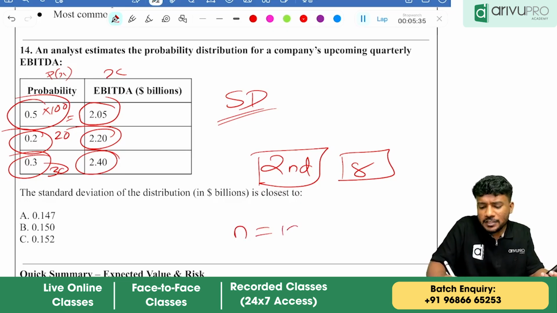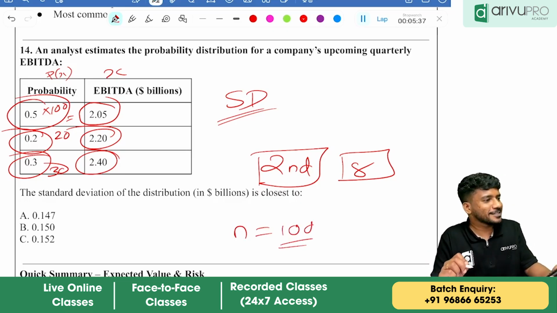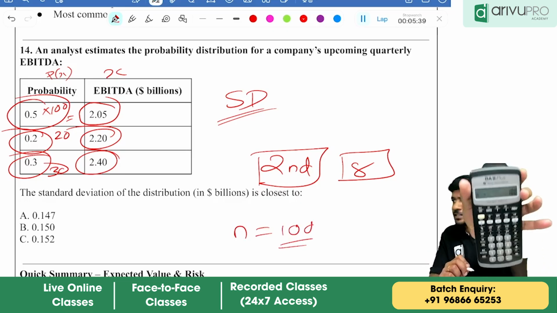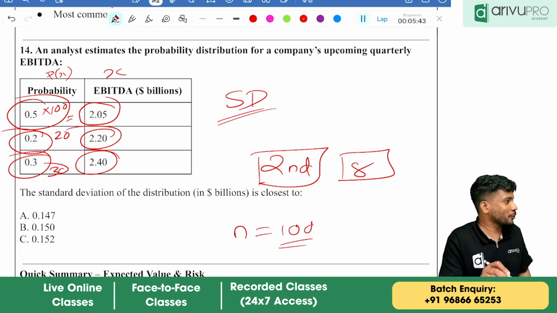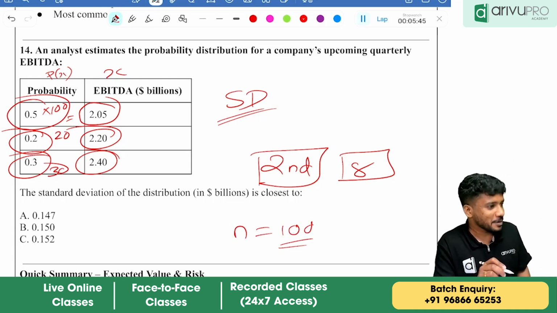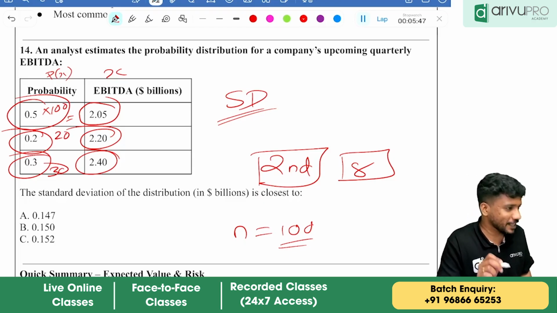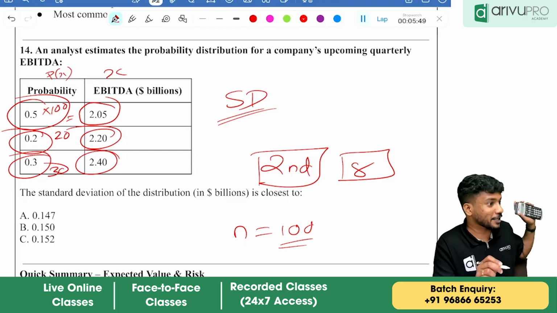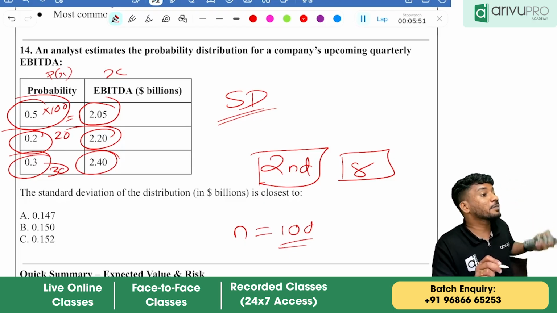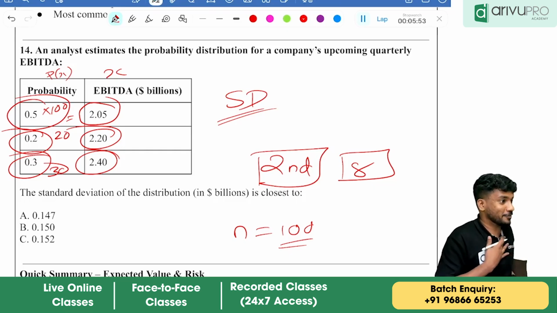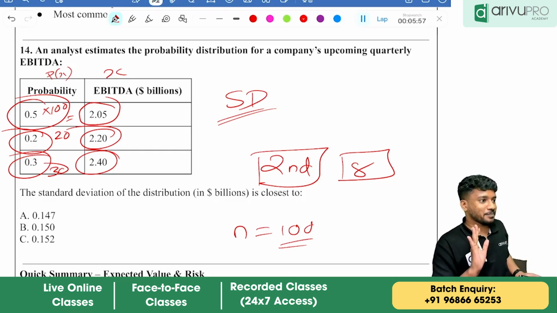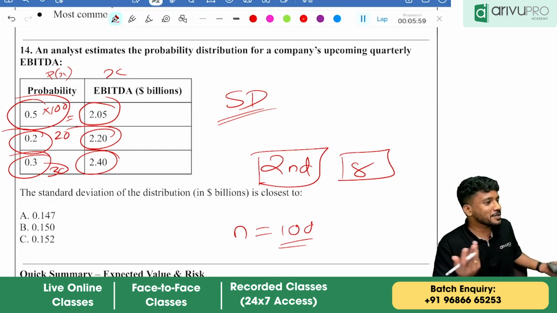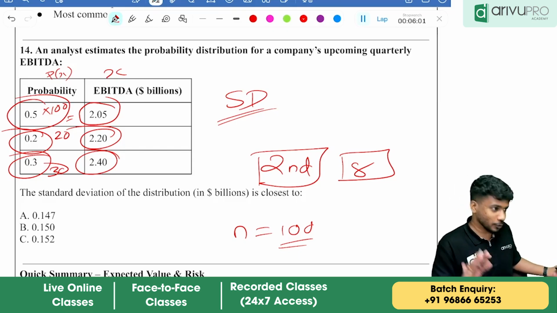100. Why is n becoming 100? Any idea? Why did n automatically become 100 in your calculator? Because we multiplied our probability with 100. In total we are taking it to be multiplied with 100. That's why n is becoming 100. We are manipulating the data directly in order to get our answer. If we had multiplied with 10, the total number would have become 10. That's the logic here.